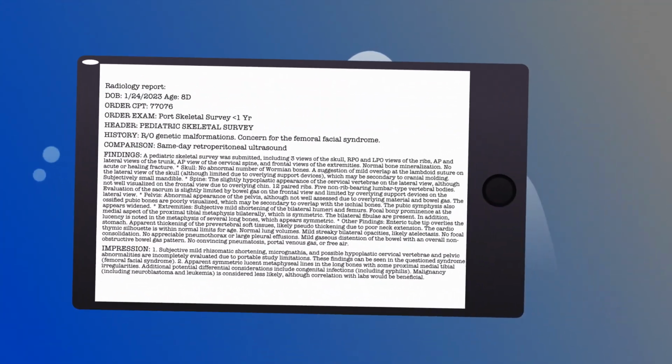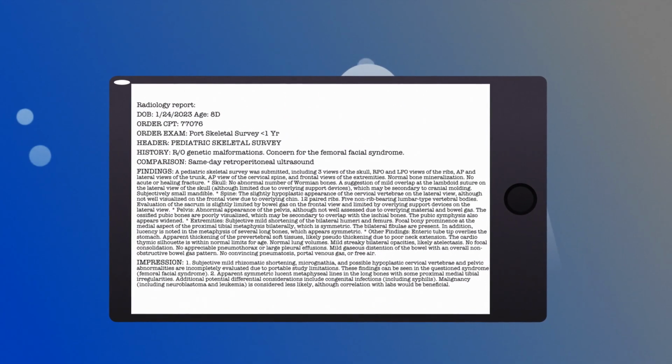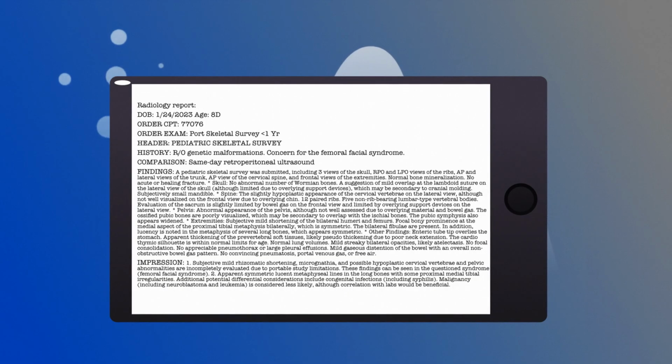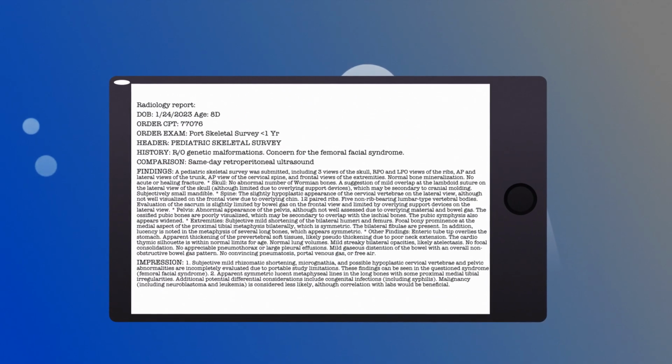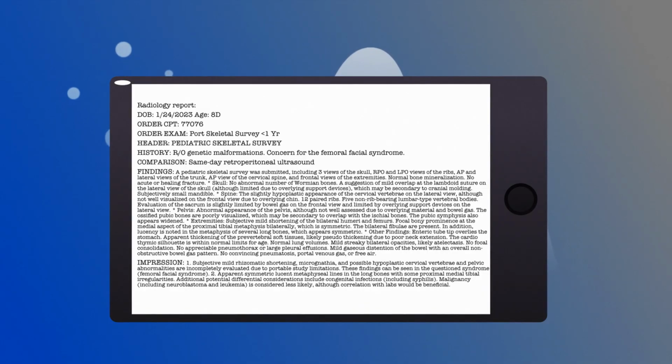Extremities, subjective mild shortening of the bilateral humeri and femurs, focal bony prominence at the medial aspect of the proximal tibial metaphysis bilaterally, which is symmetric. The bilateral fibulae are present. In addition, lucency is noted in the metaphysis of several long bones, which appears symmetric. Other findings. Enteric tube tip overlies the stomach.